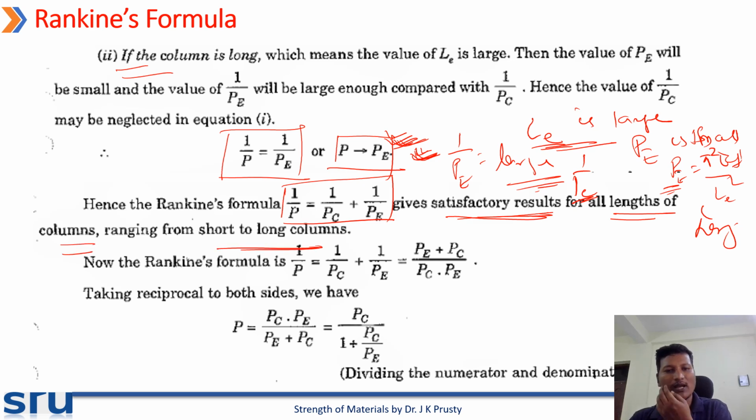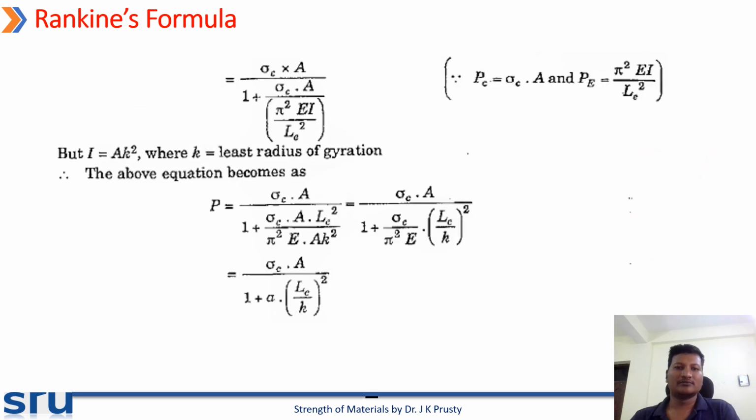So if you solve this now, 1 by P is equal to 1 by PC plus 1 by PE. If you add these two, we get PE plus PC over PC into PE. If you take the reciprocal, P is equal to PC into PE by PE plus PC. If we divide both sides by PE, dividing the numerator and denominator by PE, this becomes PC by 1 plus PC by PE. So this is sigma C into A divided by 1 plus sigma C into A by pi square EI by LE square.